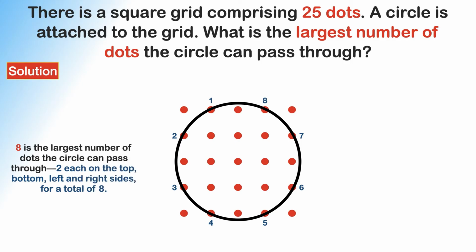Hence 8 is the largest number of dots the circle can pass through, 2 each on the top, bottom, left and right sides for a total of 8.